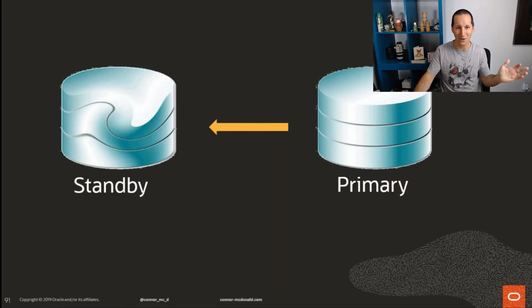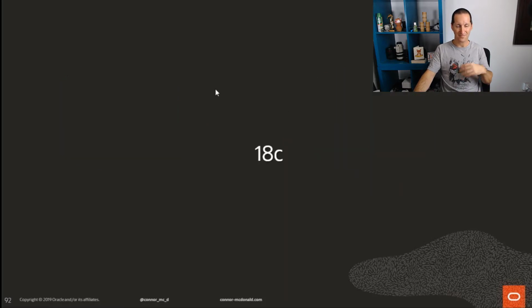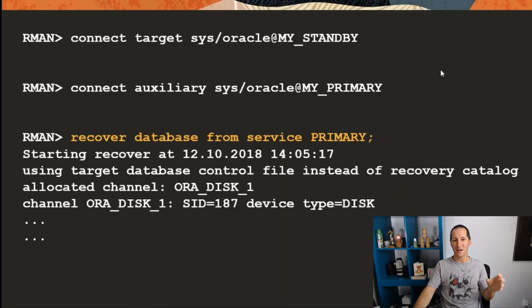Let's just copy the whole thing over again and start again. That's fine unless you have a 10 terabyte database, because that's the weekend gone. In 18C, we had this wonderful one-liner. You simply connect with RMAN to the primary, connect to the standby, and say, recover the database from service primary. That is not a full restore or anything like that.